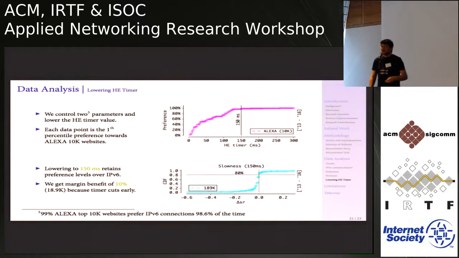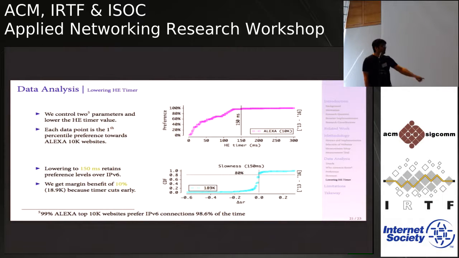Okay, so then what we try to do is, remember, 99% of Alexa 10K websites prefer V6 98% of the time. We try to control these two parameters because we don't want V6 preference to go down. We control these parameters and lower down the timer value and try to see until when this precedence holds. And what you see is around 138 milliseconds it holds, and then it starts to go down. So I give it some buffer space and say that if you turn down the value to 150 milliseconds, you will still get the same V6 preference as is today, but you will not penalize V4 in situations where it is faster.